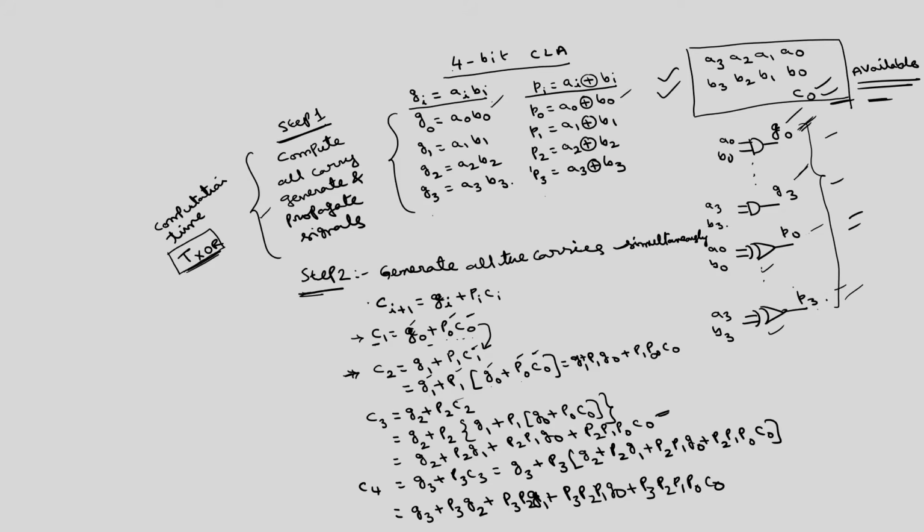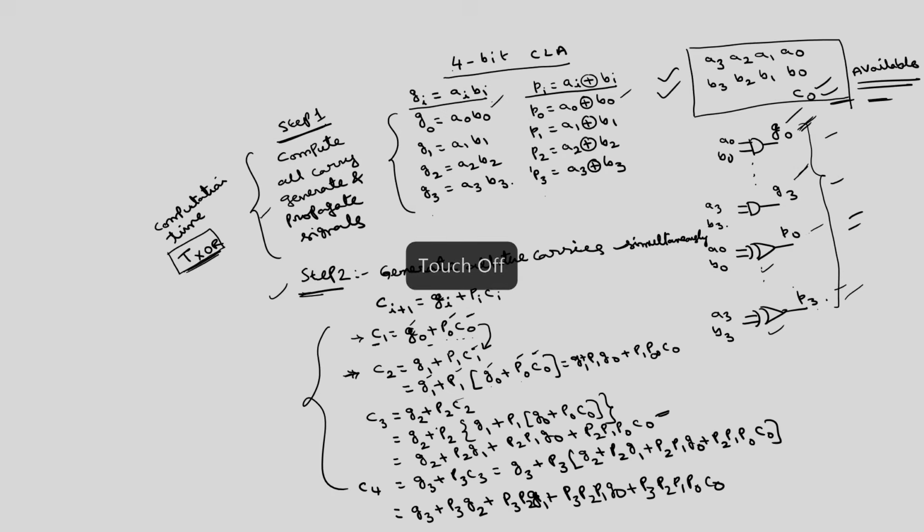So, we are going to generate all the carries. C naught is given as input carry, then we will generate C1, C2, C3, C4 using these Boolean expressions. This is the second step. So, what is the circuitry required for this? It depends only on C0, P's and G's. We have generated 4 P's, 4 G's and then C naught. This is the carry generation network, CGN.